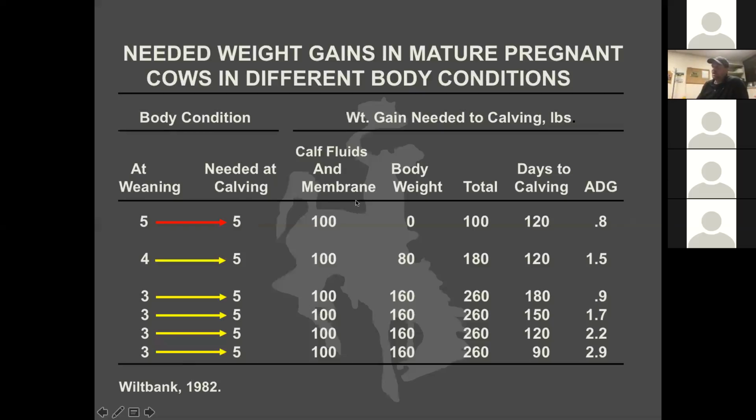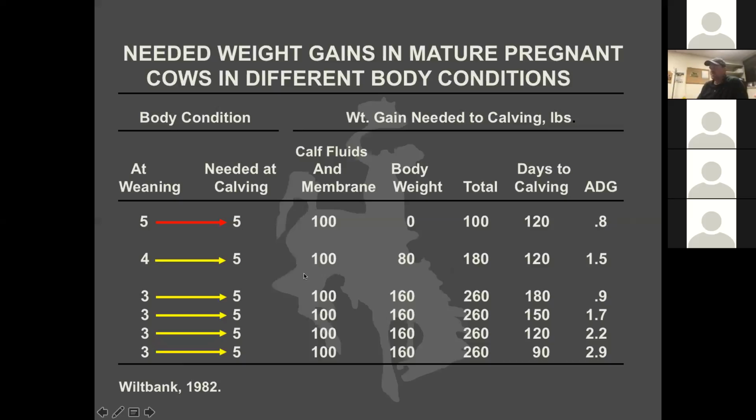So in that scenario, if we were to run her across the scale, she's still going to gain 100 pounds without gaining any fat because of calf body weight, fluids and that sort of stuff. But that's not free energy. It's coming from somewhere. So she still has to actually gain that weight. So that's just a little bit less than a pound a day that she needs to gain from the time you wean them until you calve them.